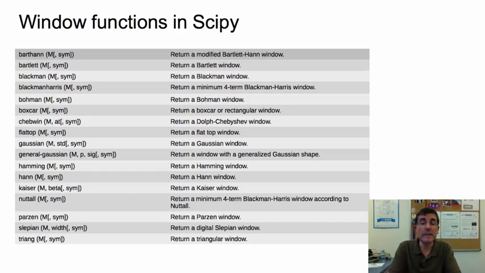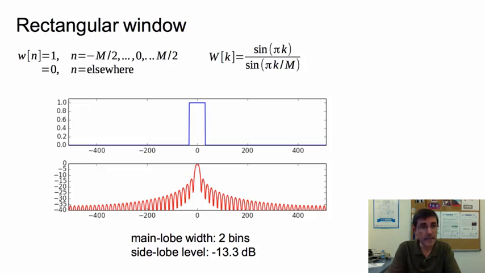Each window can be distinguished from the others by measuring the main lobe width and the side lobe level. And each window offers a different compromise with respect to these two values. So let's show some of them. The first one is the rectangular window, and the equation shows how it's computed.